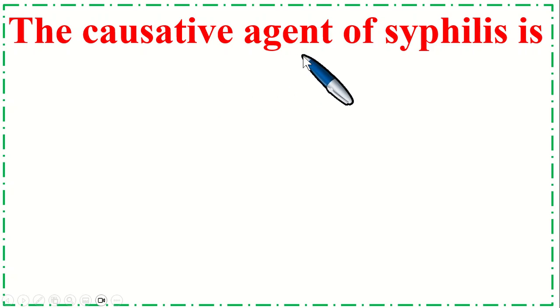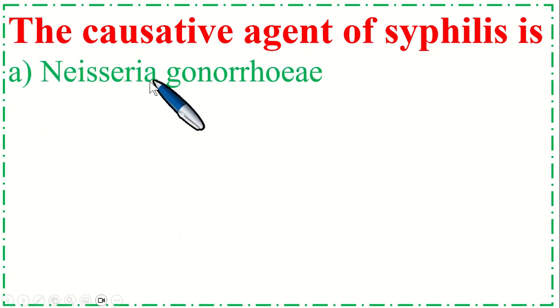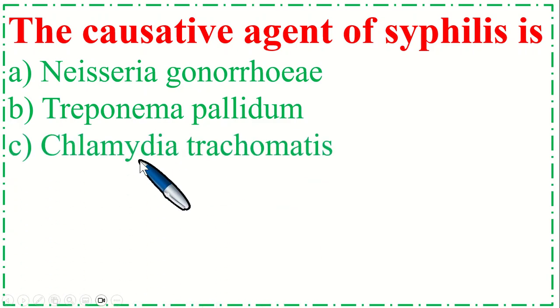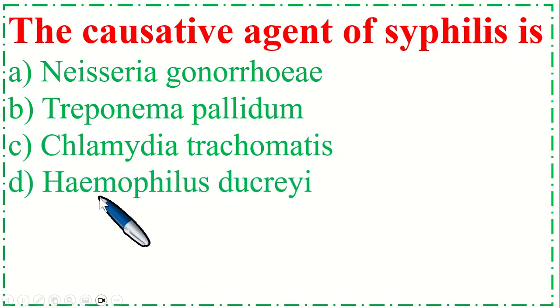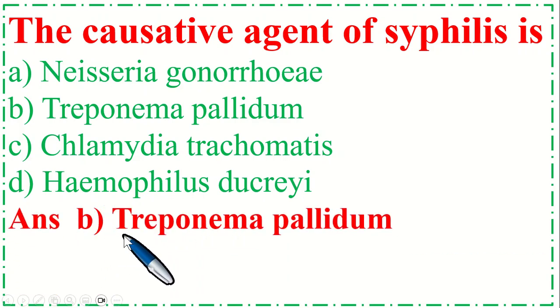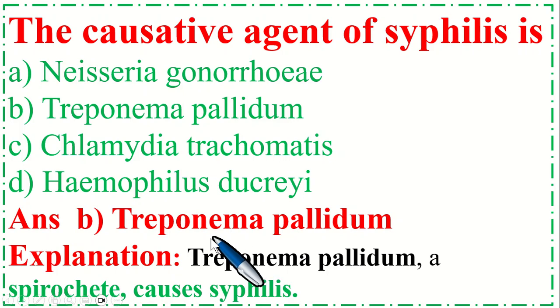The causative agent of syphilis is option A, Neisseria gonorrhea, B, Treponema pallidum, C, Chlamydia trachomatis, and option D, Haemophilus ducreyi. So the correct option is B, Treponema pallidum. Explanation is: Treponema pallidum, a spirochete, causes syphilis.